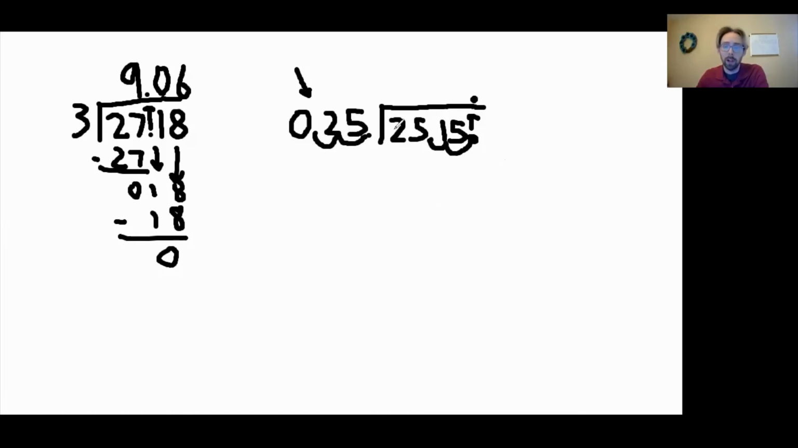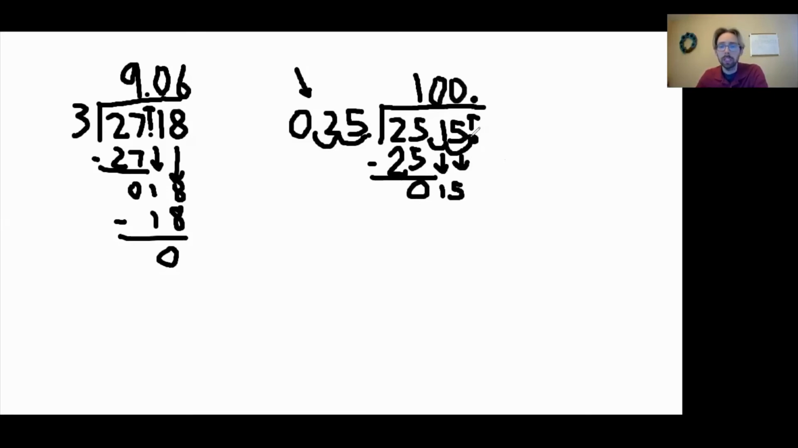So 25 can't go into 2, but it can go into 25 one time. So we'll do 25, we'll subtract 0. If I bring down the 1, I bring down the 5. I know that I can't divide those by 25. So put my 0 up here. And now this is also something that's a little bit different. We're not going to have a remainder.